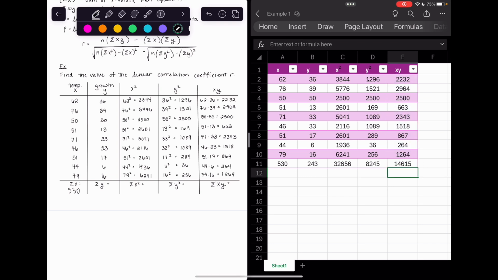Okay. So filling in now on my table, the sum of my Y values is 243. Sum of my X squared values is 32,656. Sum of my Y squared values is 8,245. And sum of XY is 14,615. Okay. So I have everything I need now to actually find my linear correlation coefficient.